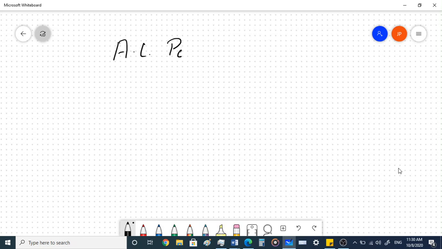So in the last class we looked at how we can find the EMF of a DC source. Now in this session we'll be looking at how we'll be able to accurately measure what is the value of the AC source.